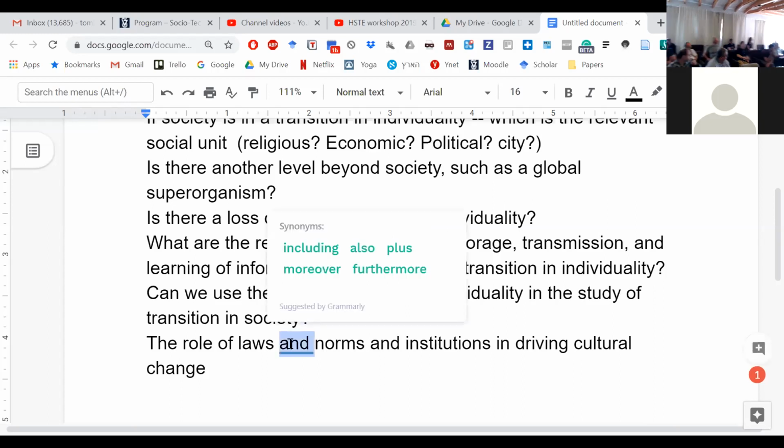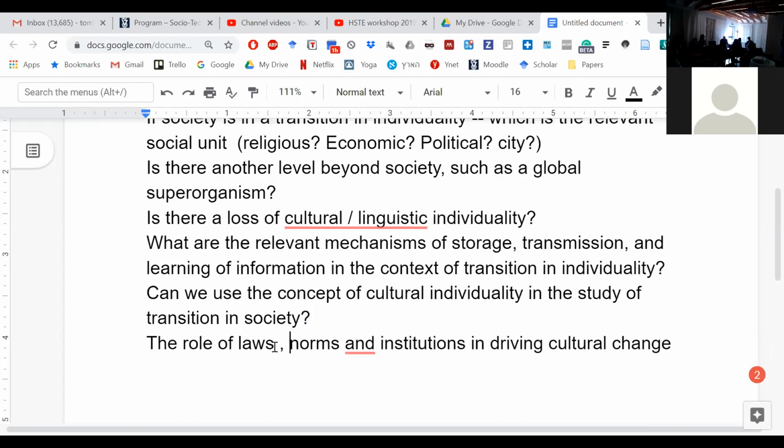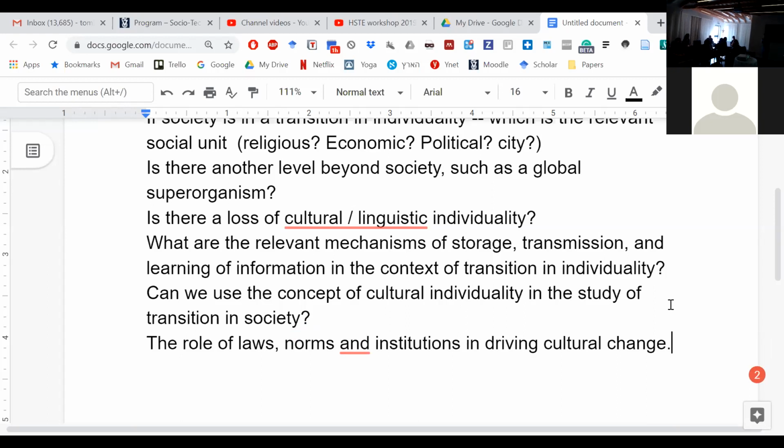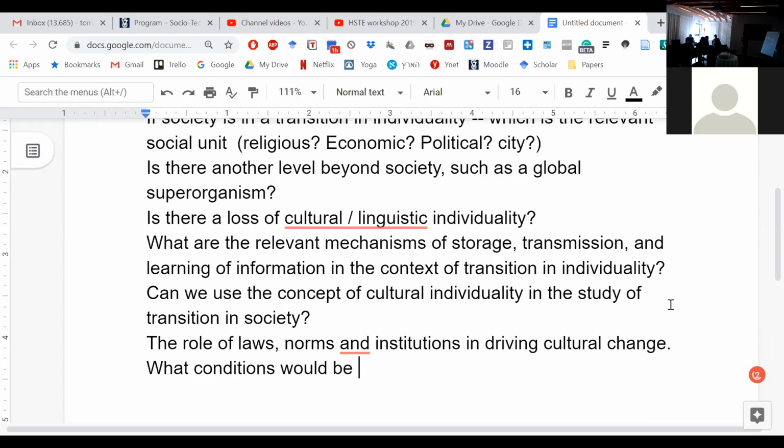Kind of a fun perspective might be to ask what conditions would be necessary or could facilitate a Darwinian transition in individuality at the level of a human society, but equally apply that to thinking about ideas, cultural ideas, norms, and so on.